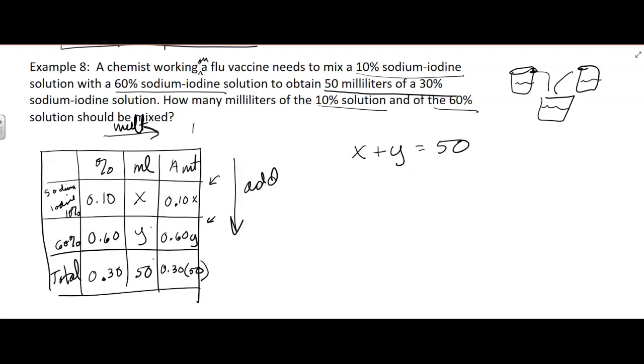Now the second equation comes from this column. We want to take how much sodium iodide from the first beaker plus how much sodium iodide from the second beaker. That has to equal how much sodium iodide we have in the end. Okay, so that's how the chart works. That's what I've always used. You might find something similar in different textbooks, but that's just what I've always used. You can read the book and see how they do it. It might make more sense to you. But that's how I've always done them, and it's always worked for me.